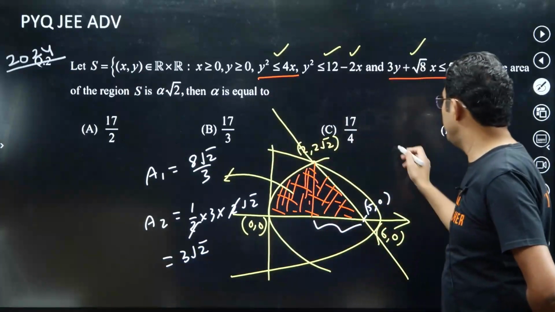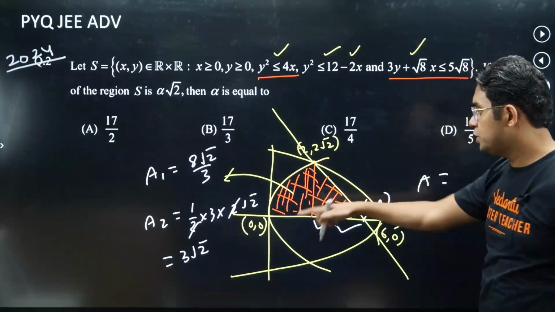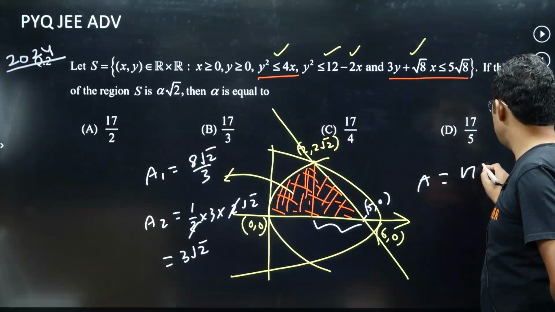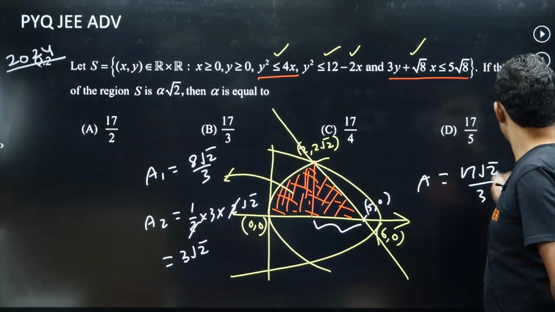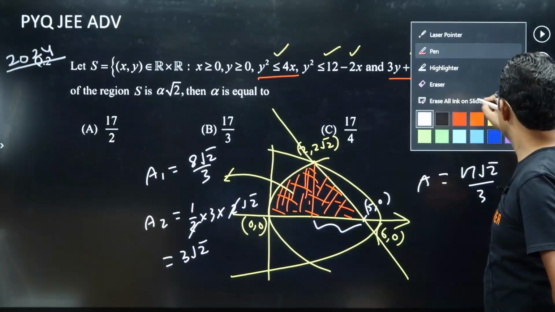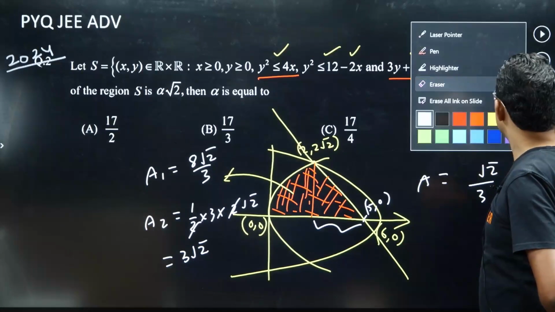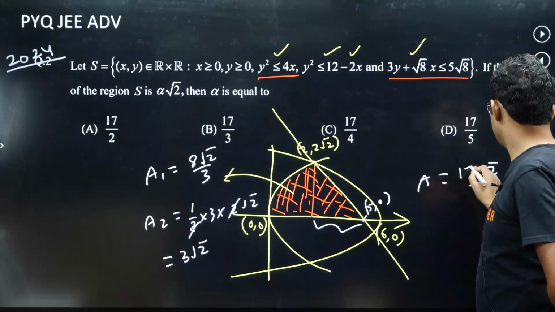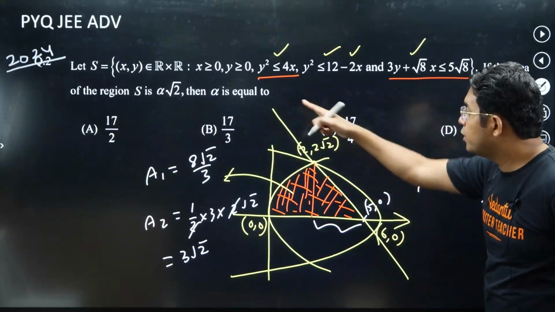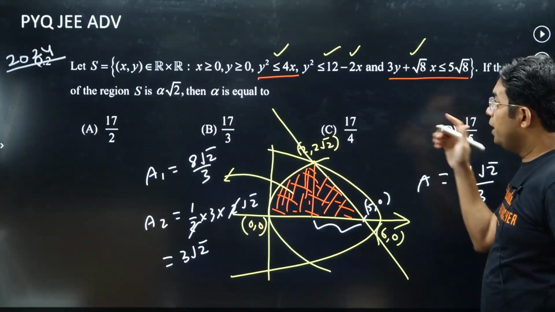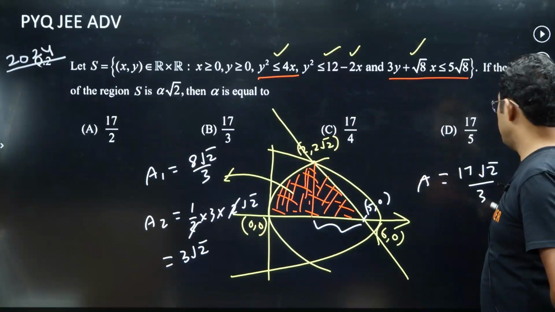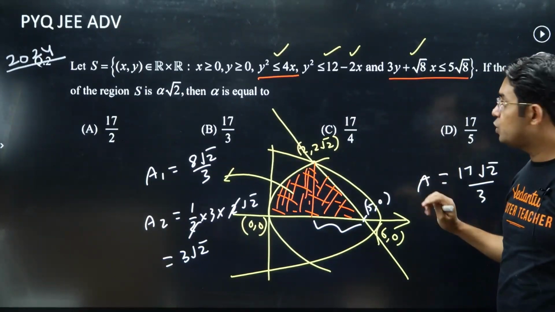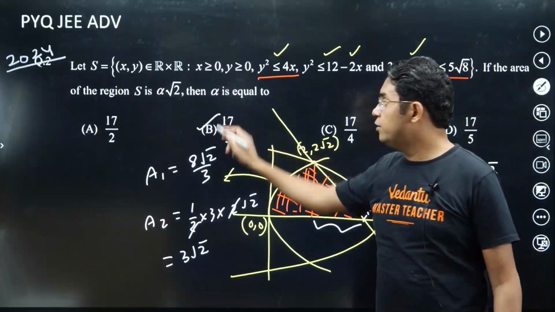So the complete area would be the sum of these two. So 3 into 3, 9 plus 8, 17 root 2 upon 3. And we are looking for the area as alpha root 2, then we have to find the alpha. So just remove this root 2 and you get the value of alpha to be 17 upon 3.